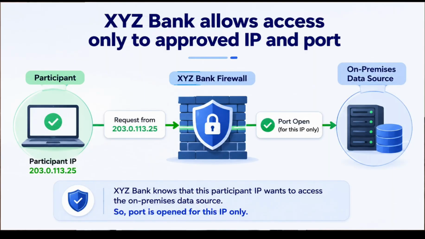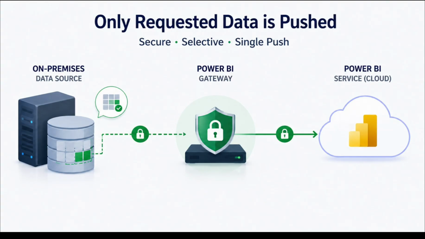There are a few more things that you need to understand. XYZ Bank will not expose the entire data source to the internet. XYZ Bank will know that this particular IP wants to access the data from the on-premise data source for reporting purposes, and a port will be opened only for that IP to fetch the data. Also, it will not be a two-way transfer. Only the requested data from the Power BI Gateway will be pushed to this particular IP for reporting purposes.